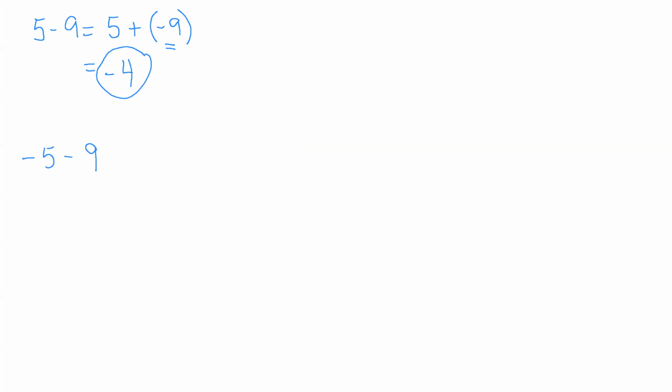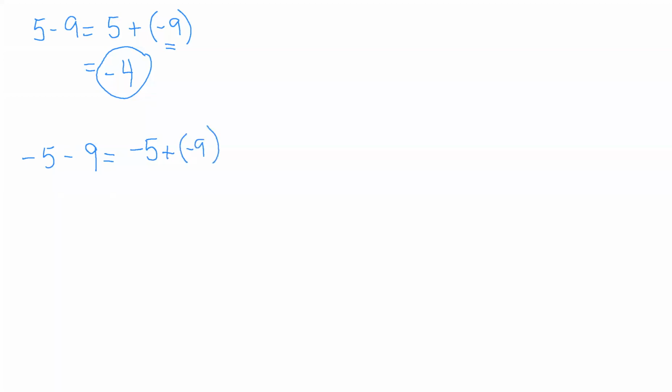So in this case, we have negative 5 minus 9. All right, let's convert it to addition. First number stays exactly the same. So I'm just going to rewrite the negative 5. But now, instead of subtracting positive 9, I want to add negative 9.